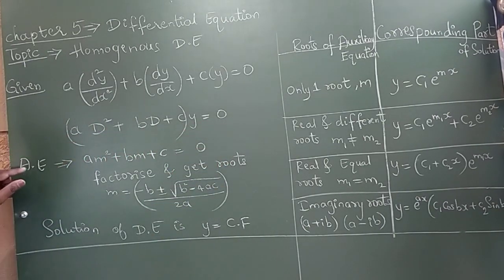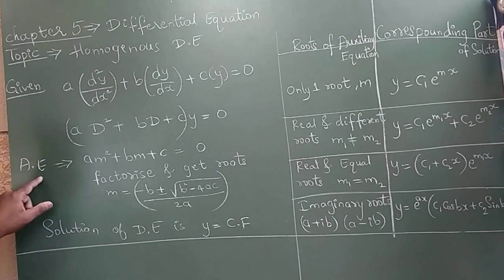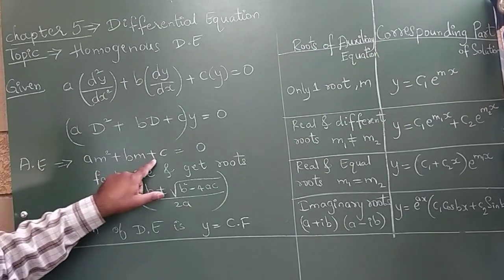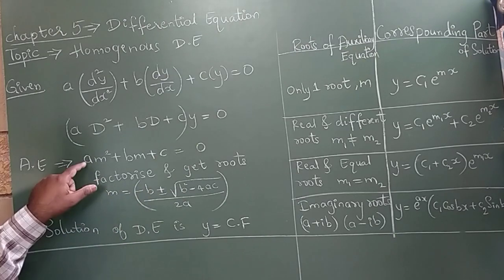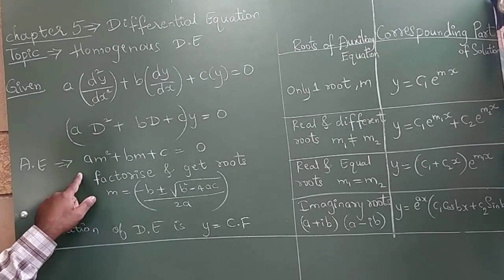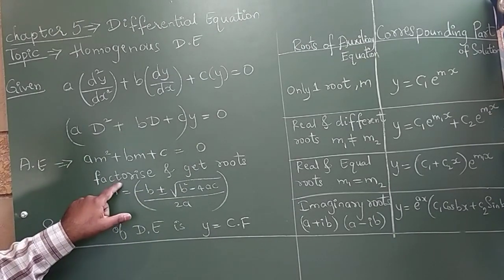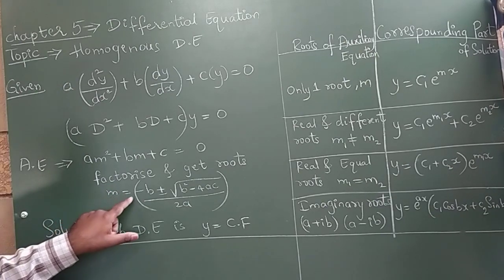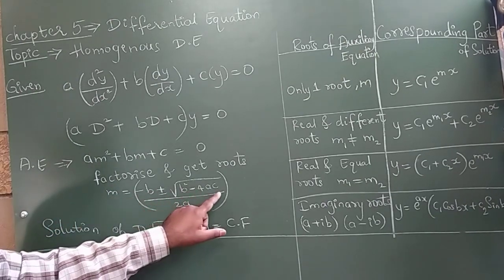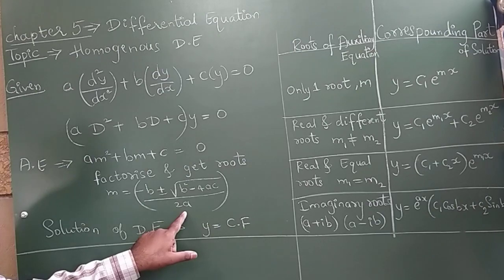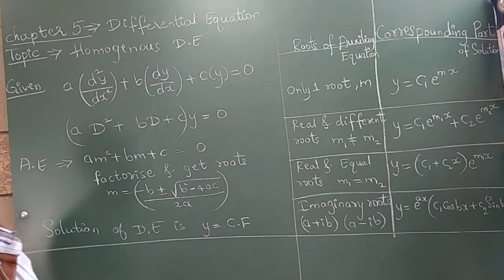Now this can be written in an auxiliary equation as a m square plus bm plus c is equal to 0. So this is in the quadratic form, remember that. So you need to factorize that. You can use this formula, m is equal to minus b plus or minus square root of b square minus 4ac divided by 2a. You will get roots m1 and m2.